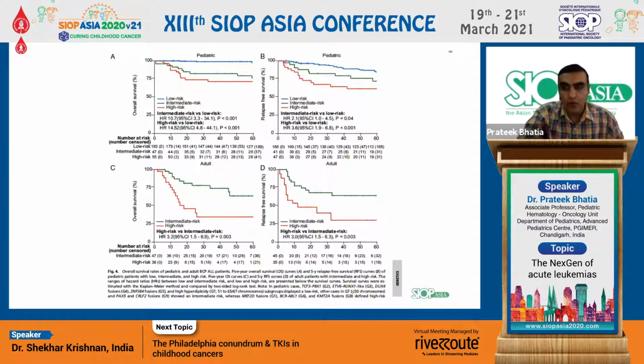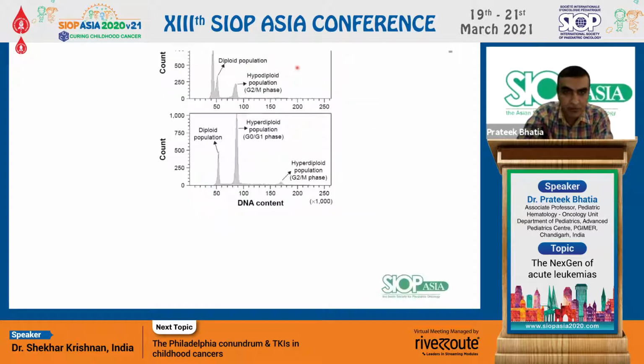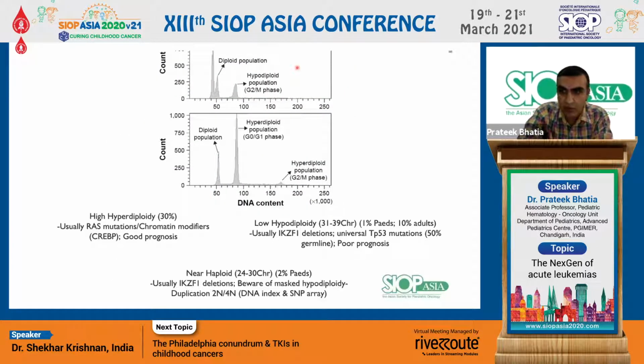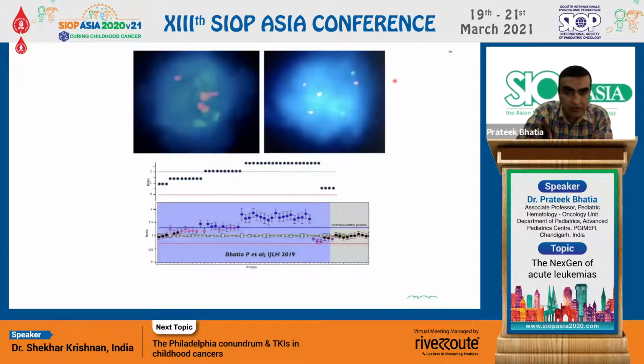And this is important to know because, as highlighted earlier, DUX4 and NUTM1 have a very good prognosis. ZNF384 and PAX5 lesions have intermediate, whereas MEF2D and BCL2 have poor prognosis. The salient features of these have been highlighted in the previous talk, so I'll not go into the details of this.